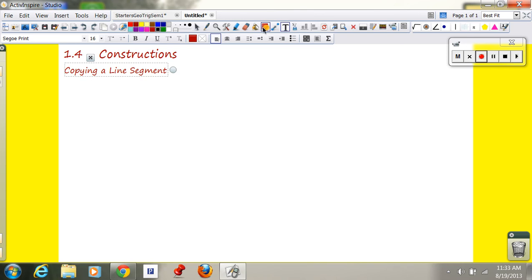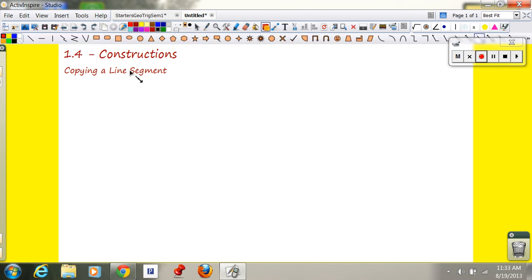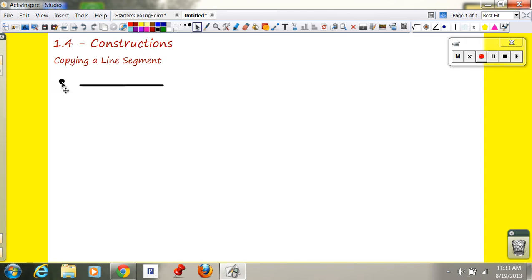So first thing you're going to want to do on your paper is draw a line segment. Remember, segments have two endpoints. So we're going to make a segment. We're going to put two dots at the end of the segment. They don't need to be that big, just kind of small dots at the end of the segment so you can see that the segment actually ends.